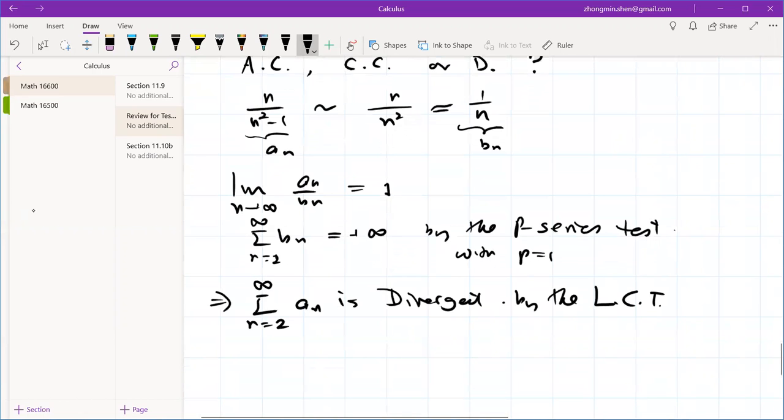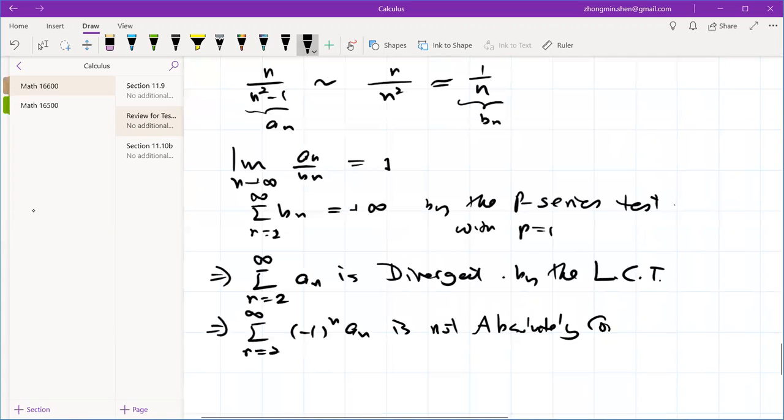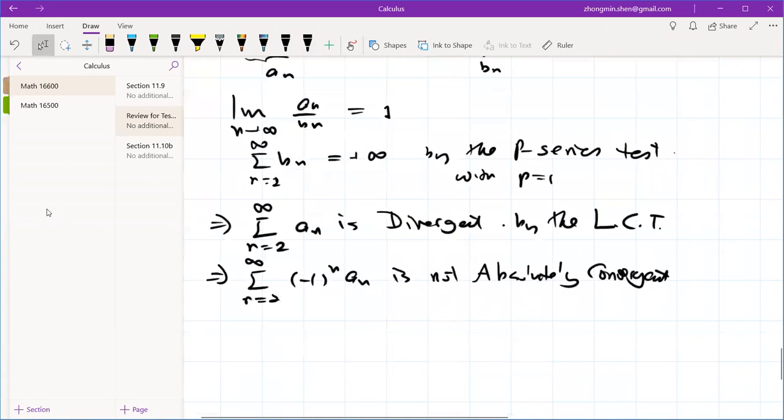So what is a_n? It is the series without the negative sign. So this implies it is not absolutely convergent. At least I can show that, right? It's not absolutely convergent because when I remove the negative sign, it is divergent.